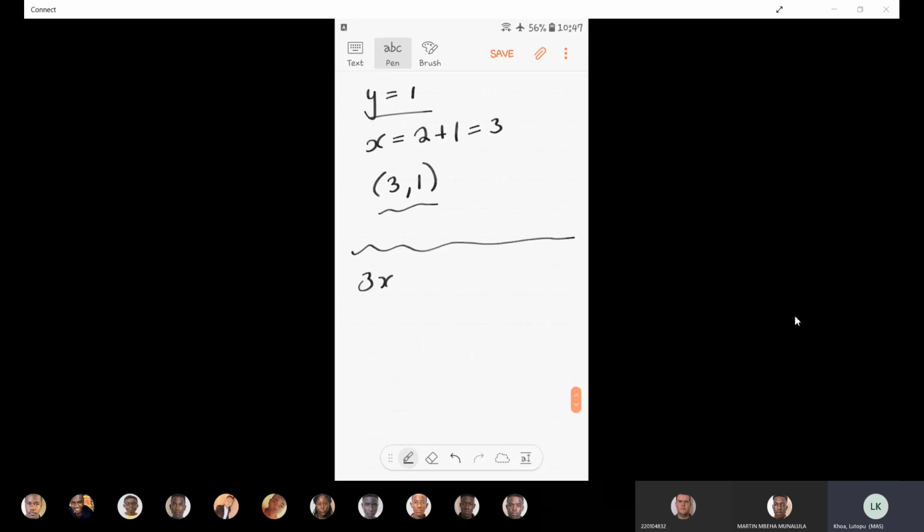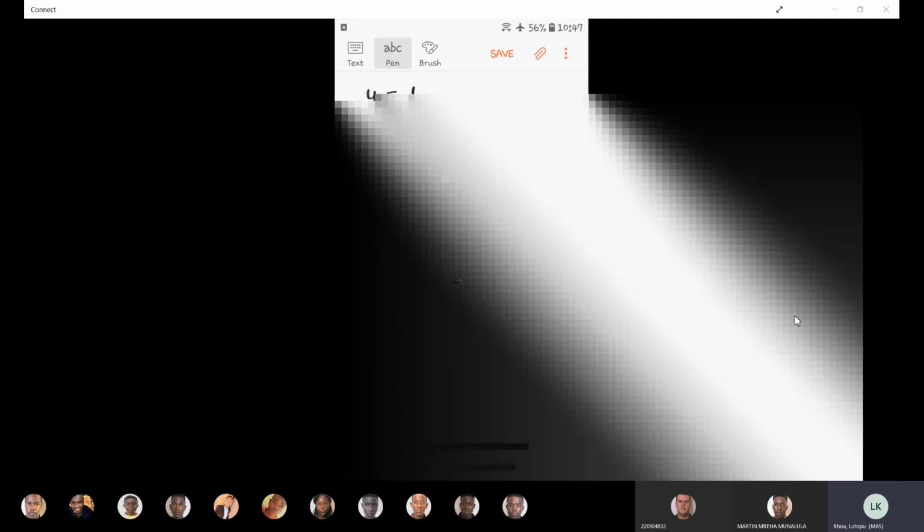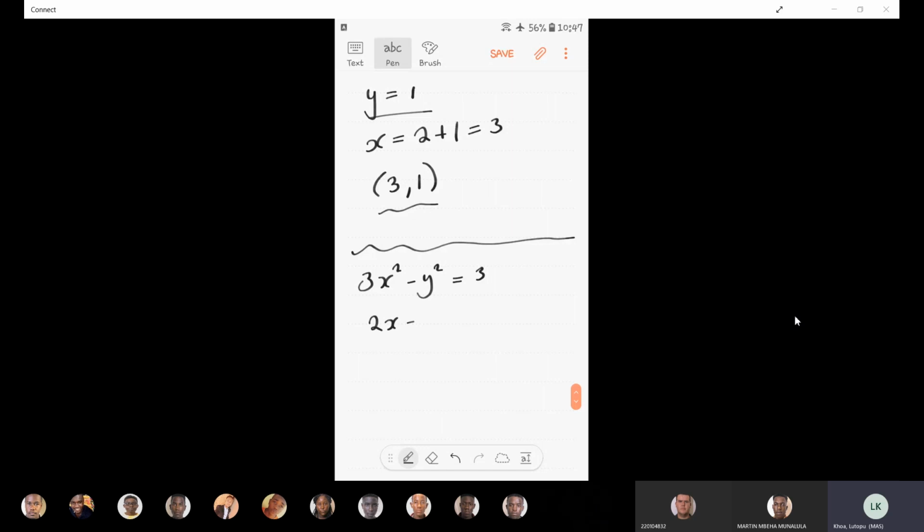We have 3x squared minus y squared, and this is equal to 3. And then we have 2x minus y is equal to 1. So looking at this equation, it's easier to make y the subject of the formula. So I will have y is equal to 2x minus 1. And then this 2x minus 1, I'm going to substitute it over there. Everything else will stay the way that it is.